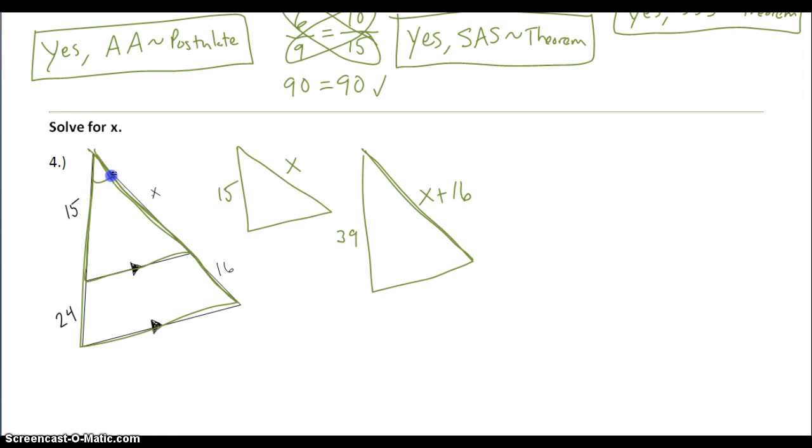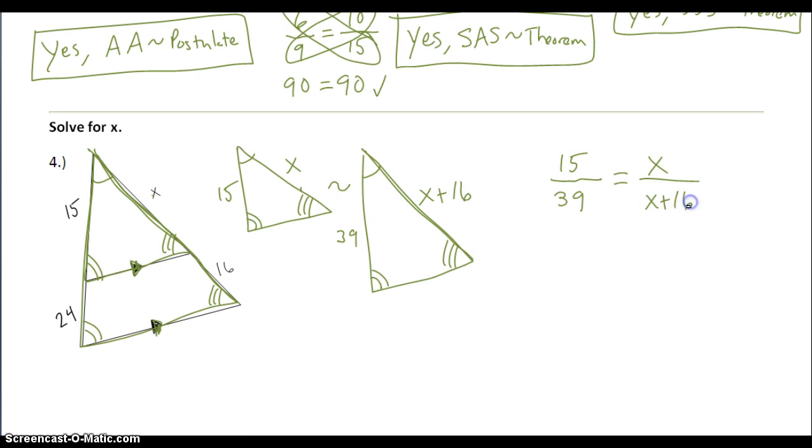And both of these triangles share this angle, so I can mark those angles congruent. And I also know that these sides are parallel, which gives me corresponding angles that are congruent. So yes, I know that these triangles are similar to each other. If they're similar to each other, all of their sides will be proportional. That's important because I can then set up a proportion to solve for x. I'm going to compare 15 with 39, and I'm going to compare x with x plus 16.